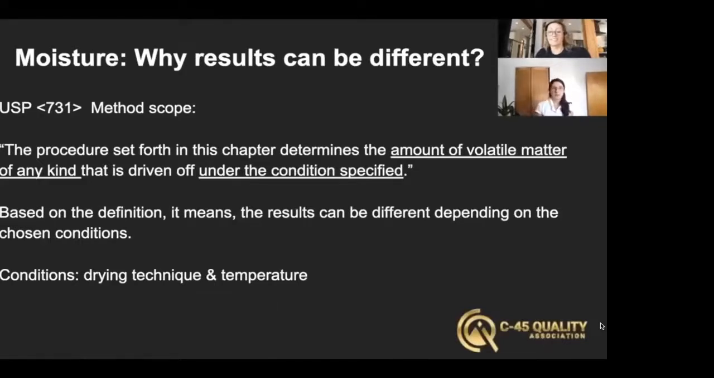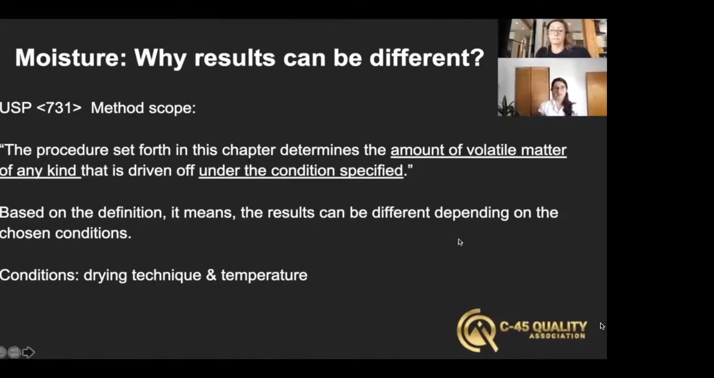Moisture. So we've had also a lot of questions around moisture, because it is an analysis that is easy to monitor and process. So sometimes results are a bit different, but why are they different? It comes from the method itself, because the common analysis to do for moisture is the loss on drying, and USP explained the scope of the method like this.